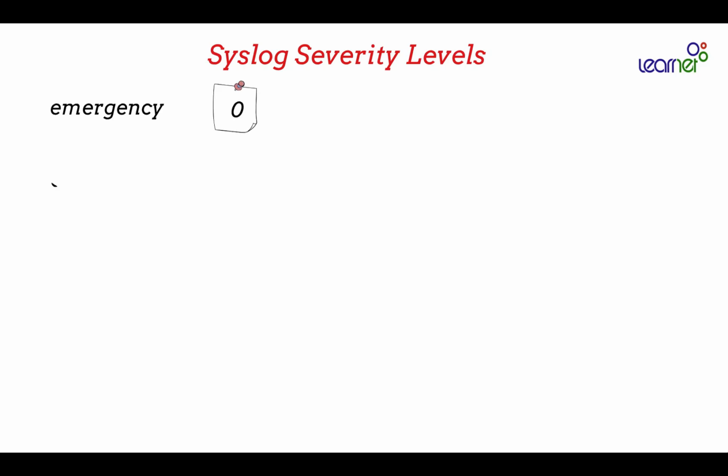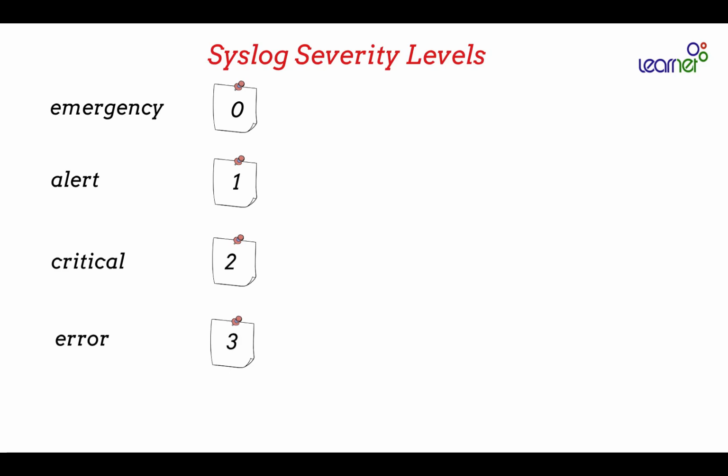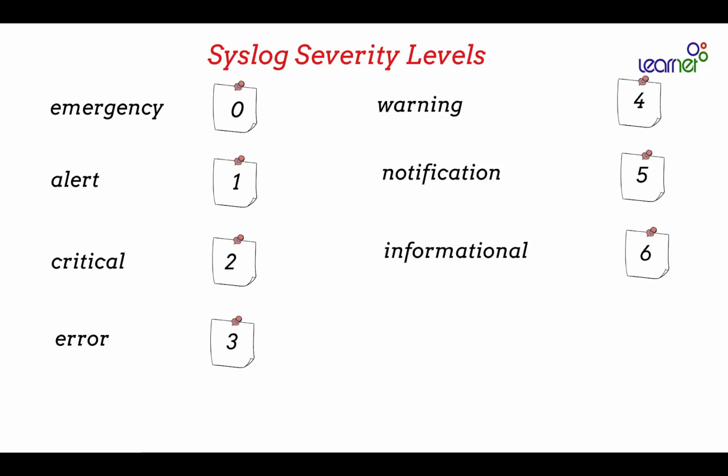As I mentioned in the previous slide, severity is a single-digit number that shows how important the event is. This number is defined between 0 and 7. The lower the number, the more important it is. The different levels are emergency, alert, critical, error, warning, notification, informational, and debugging, and you can see the relevant numbers in front of each.